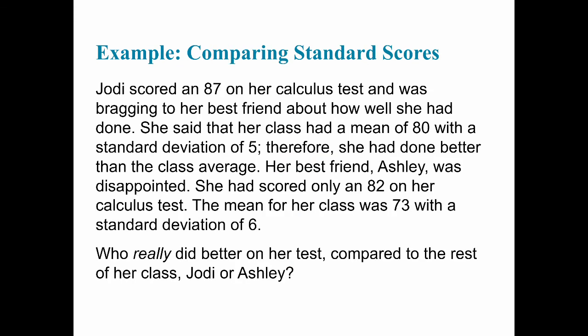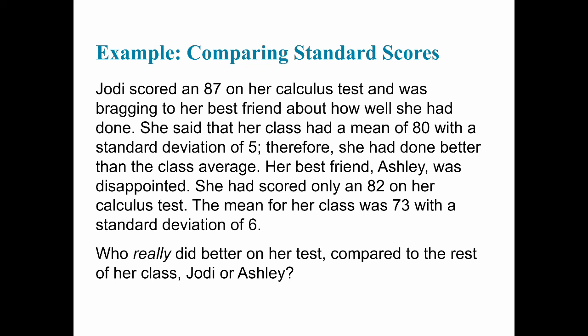Whichever z-score is higher means that there is a larger percentage of data values at or below that level. Depending on what you're looking at, that could be good or bad, right? So if we look at this example, Jody scored an 87 on her calculus test and was bragging to her best friend about how well she had done. Her class had a mean of 80 and a standard deviation of 5, so she said she did better than the class average. Her best friend Ashley was disappointed. She had an 82 on her calculus test, but the mean for her class was 73 with a standard deviation of 6. So what we want to know is who really did better on her test compared to the rest of her class, Jody or Ashley?